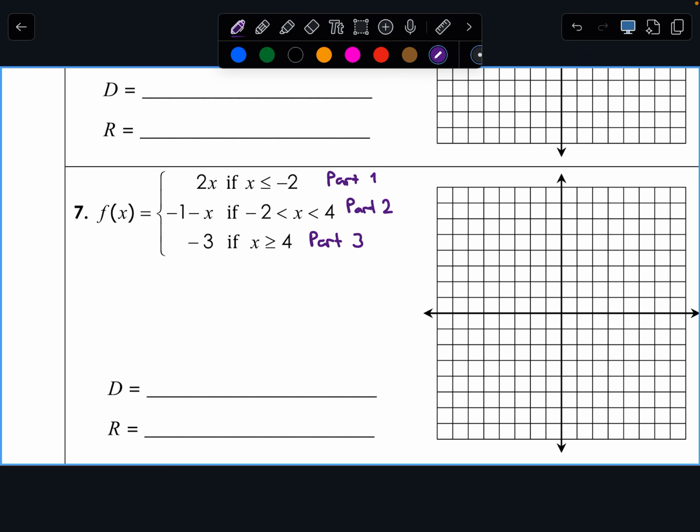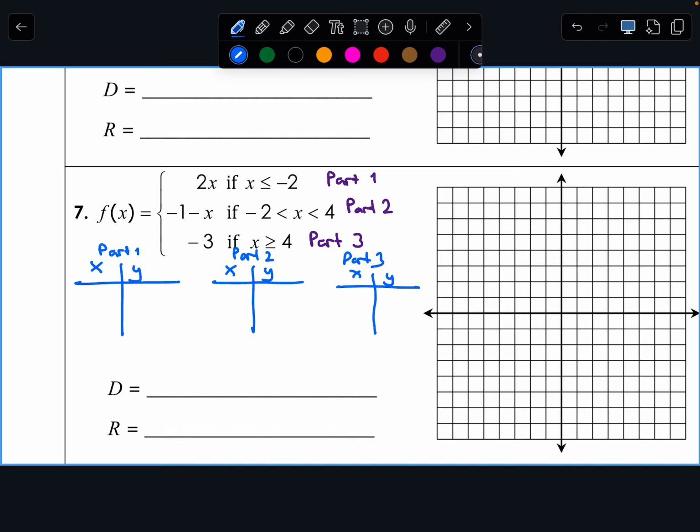Now, what that means is we're going to create 3 tables, one for each part. I'm going to have a table for x, y for part 1, a table for part 2 for the x, y, and then a table for part 3 with the x, y. Now, we're going to go by parts and get some points on these tables so that we can graph it accordingly. Now, let's start with part 1.